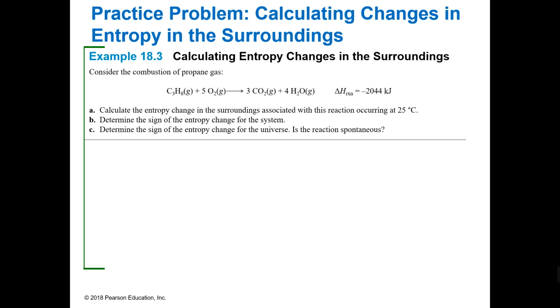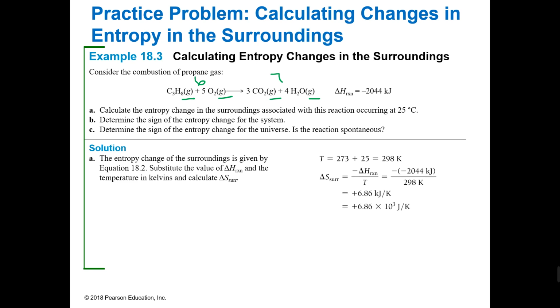So let's look here. First, it says calculate the entropy change in the surroundings associated with this reaction occurring at 25 degrees Celsius. Before we do part A, let's just talk about whether or not we think the entropy will be increasing, decreasing, or staying the same. You'll note in this reaction, it's all gases, so we can't look to the states to see what's happening. What we can do is compare the moles. I got 5, 6 on this side, and I got 3, 4, 7, so 7 on the product side. Because the moles are increasing, we should expect to see a positive delta S. Let's see what we get.